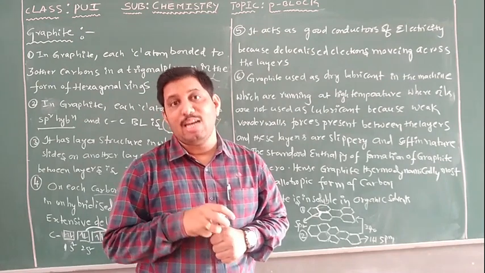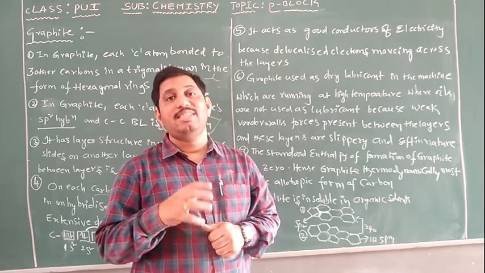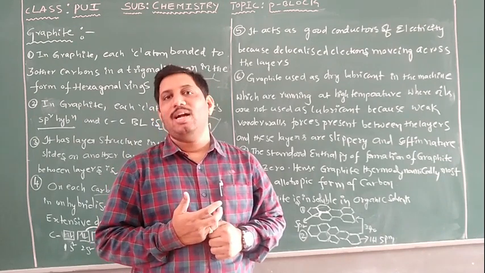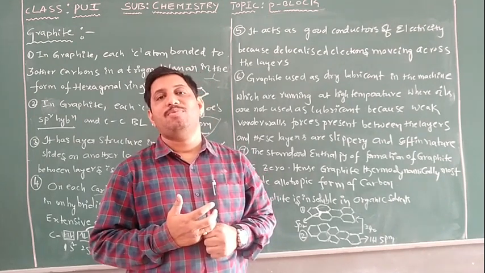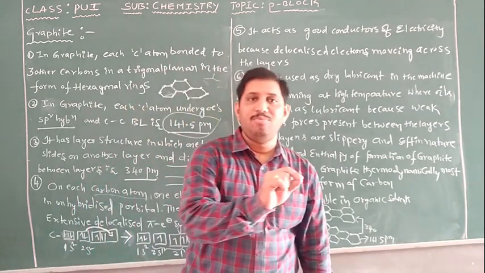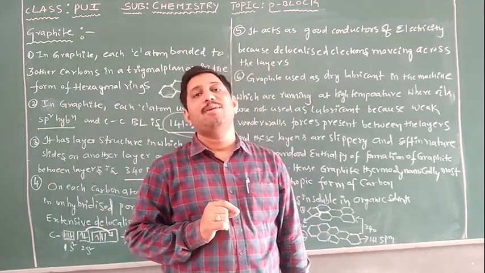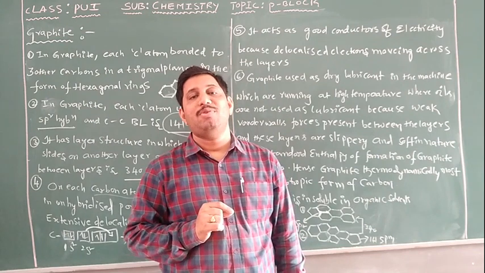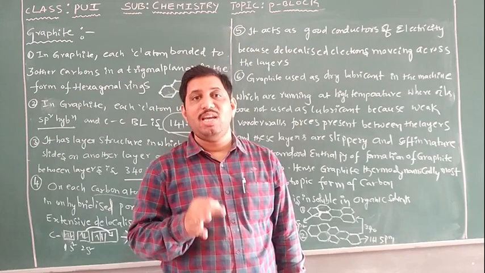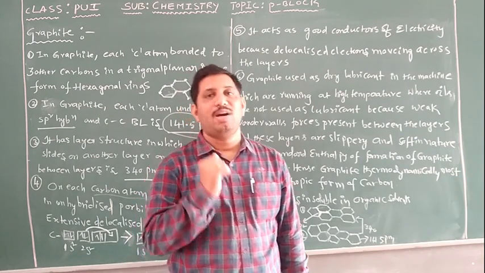Here, the standard enthalpy of formation is 0. Hence, that is the most stable allotropic form of carbon. Graphite is the most stable allotropic form. Repeated question, student, from the examination point of view: name the thermodynamically most stable allotropic form of carbon. Graphite. Graphite is the thermodynamically most stable allotropic form of carbon.